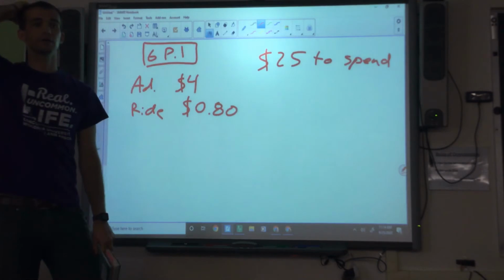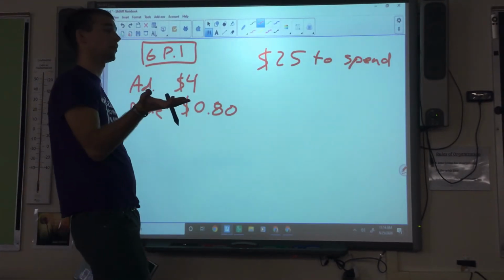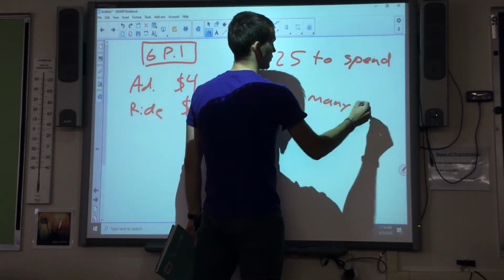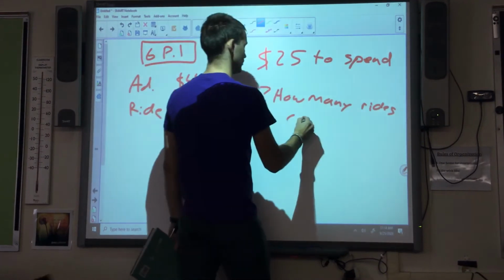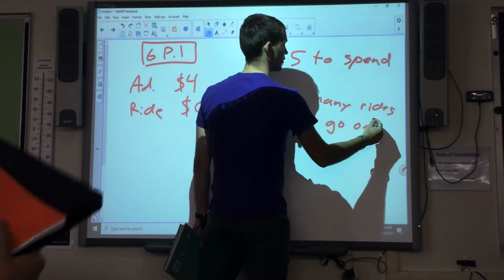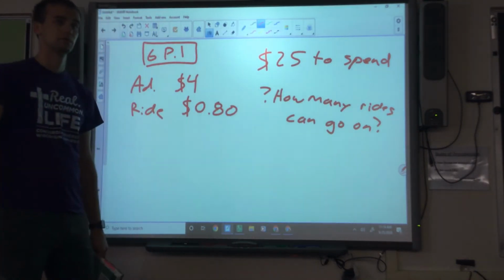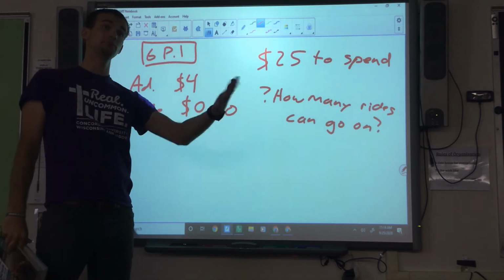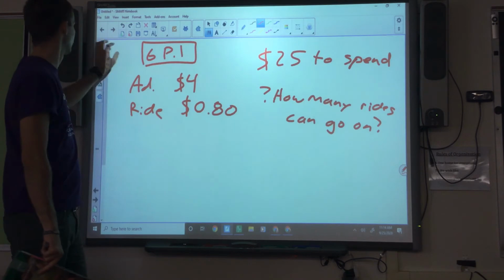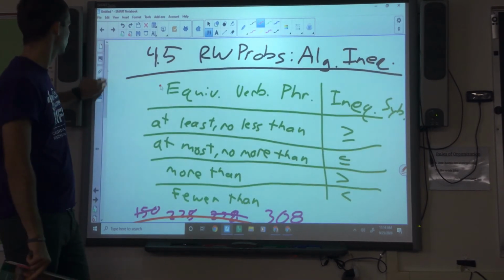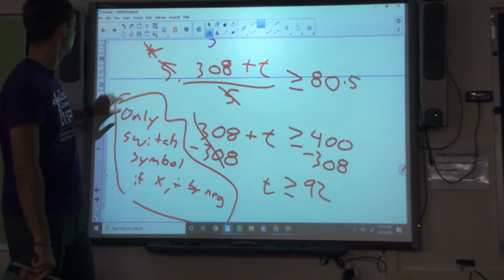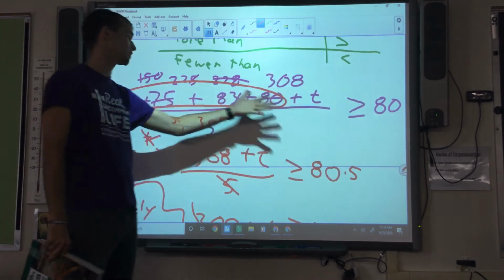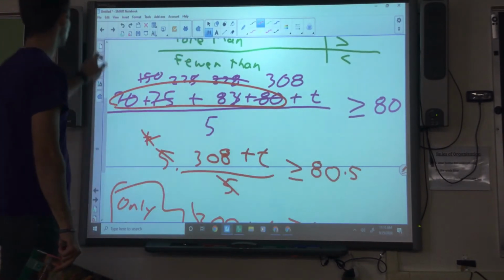So what we need to think here is, they want to know how many rides can they go on. Now I want you guys to help me set up what the inequality looks like here. Because before, when we had the inequality, it looked like this: 70 plus 75 plus 83 plus 80 plus t, over 5, is greater than or equal to 80.